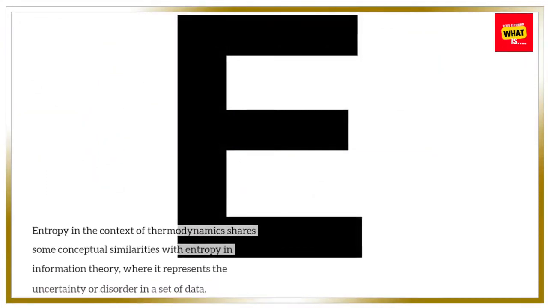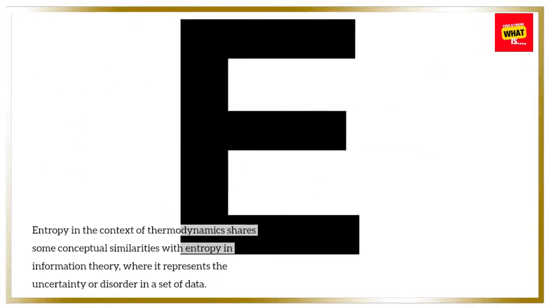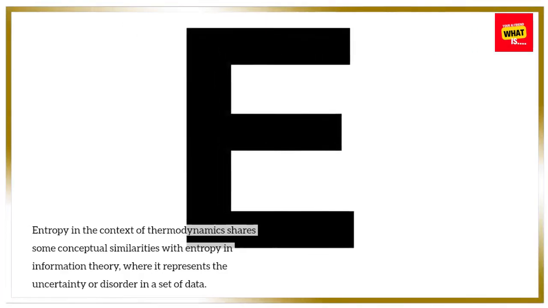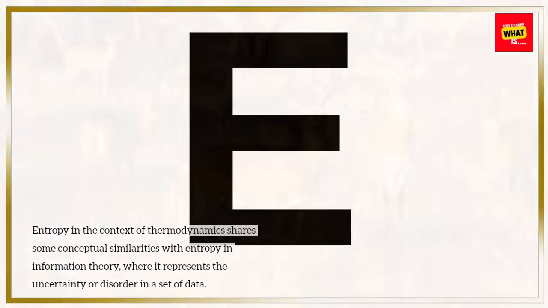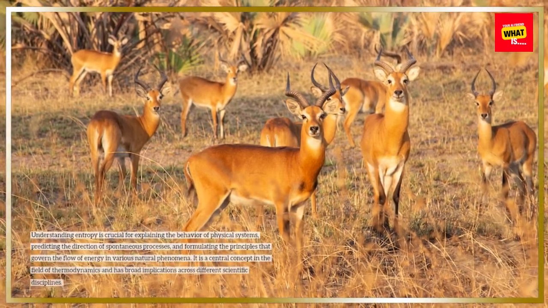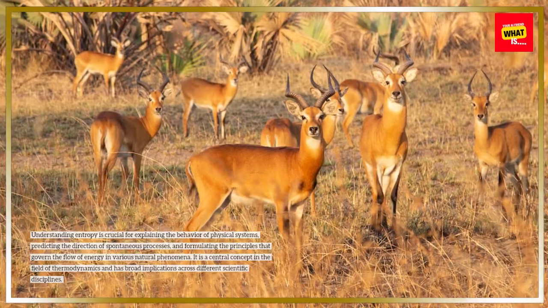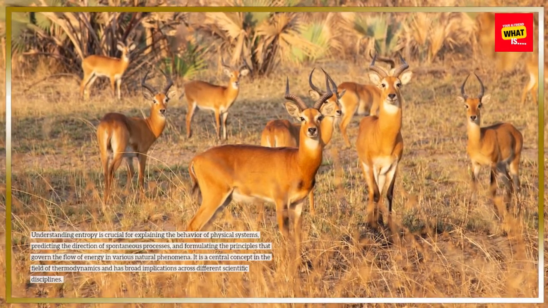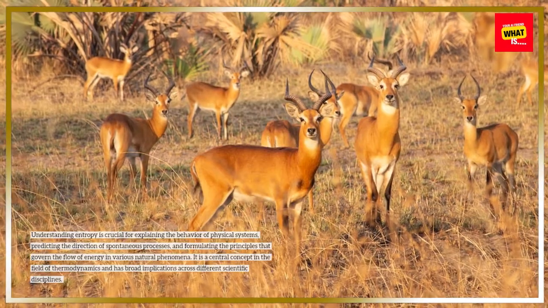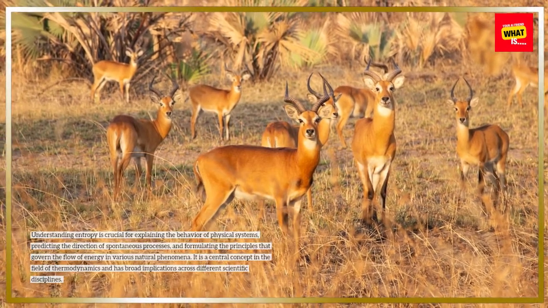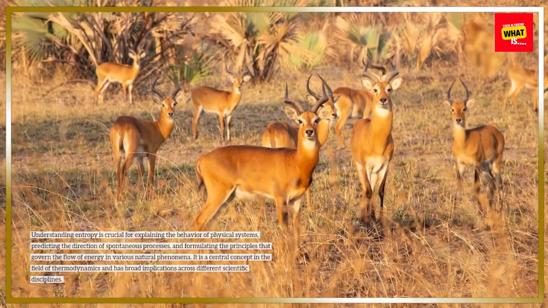Connection to information theory. Entropy in the context of thermodynamics shares some conceptual similarities with entropy in information theory, where it represents the uncertainty or disorder in a set of data. Understanding entropy is crucial for explaining the behavior of physical systems, predicting the direction of spontaneous processes, and formulating the principles that govern the flow of energy in various natural phenomena. It is a central concept in the field of thermodynamics and has broad implications across different scientific disciplines.